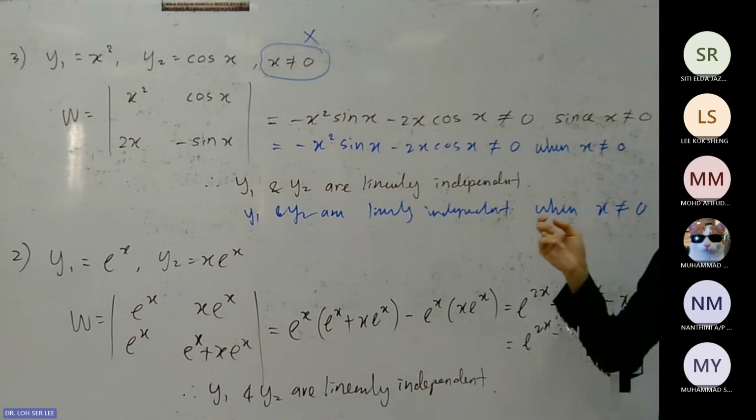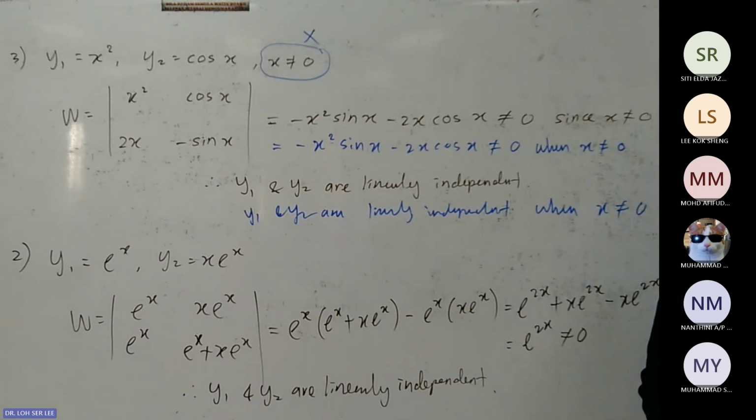Any questions? Linear independence, Wronskians? If no questions, we move on to the generalized superposition principle.